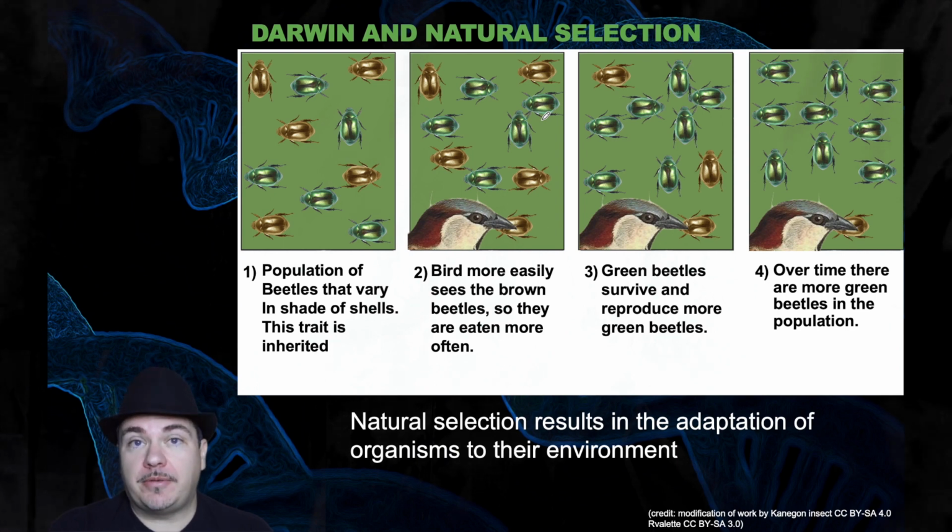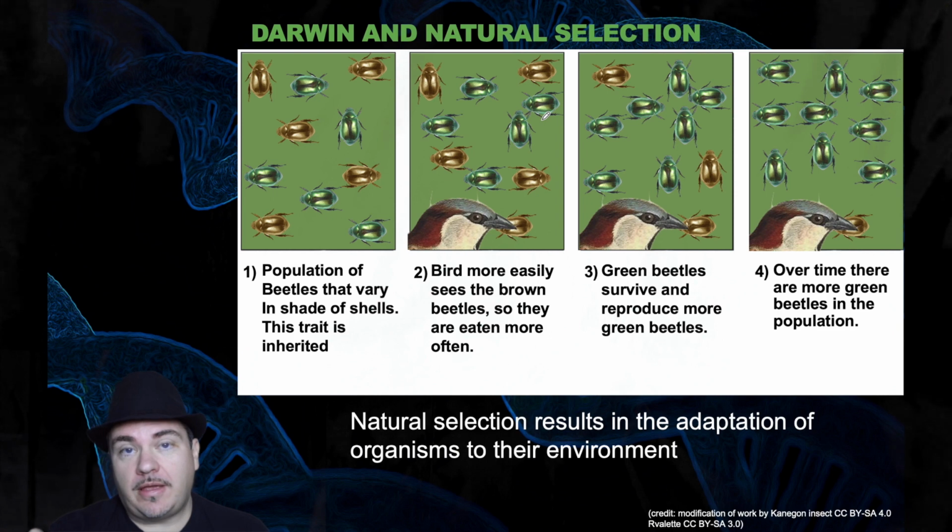First, you need a population. For example, we have this population of beetles here. Second, the population has to vary in some heritable trait. For example, these beetles could have darker shaded shells, more brown-like, or lighter shaded shells, more green-like. Okay, and they can pass that on to the next generation, just like you can pass on blue eyes or brown eyes to the next generation.